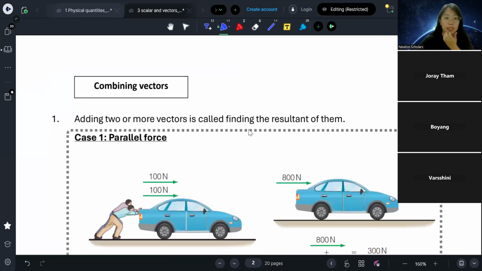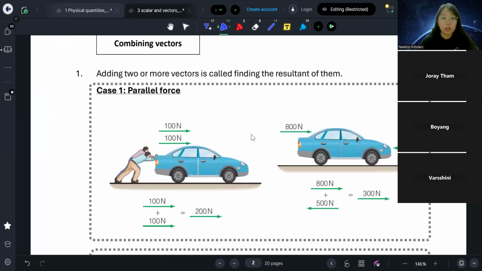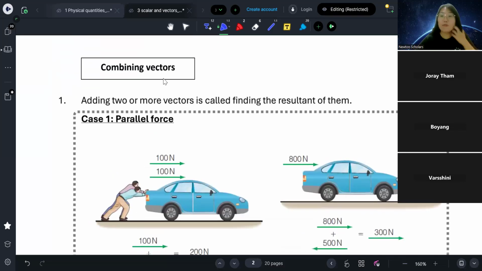Okay, next page here. Combining vectors. Force has direction, so we need to consider direction. Form 5 students, before that you learned this chapter, so this chapter for you is just like a piece of cake. If you are Year 10 or Year 11, maybe this part is new, because later on we will learn resolution of forces, but still okay, I think.